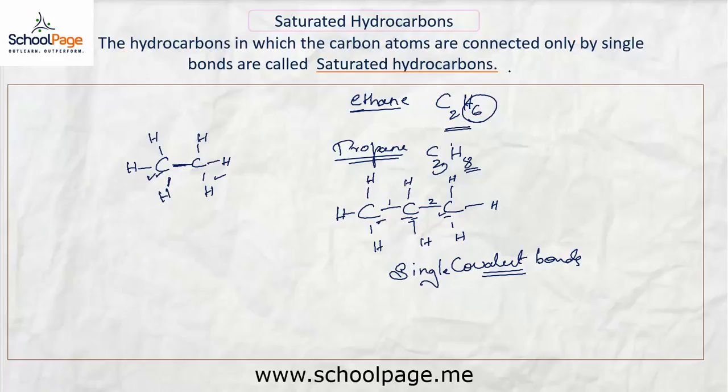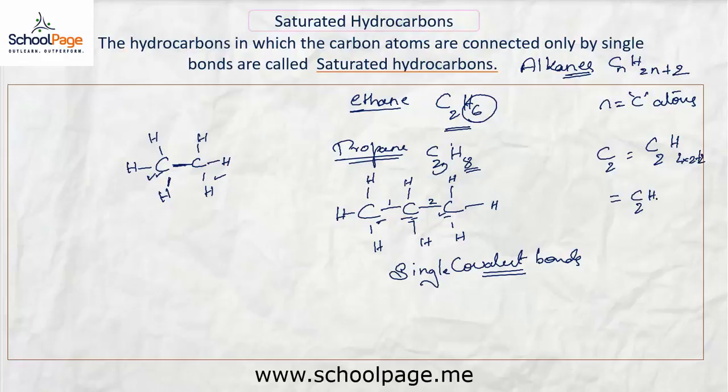Saturated hydrocarbons are generally called alkanes and have the general molecular formula CnH2n+2, where n is the number of carbon atoms. If the number of carbon atoms is 2, then we get the compound with the molecular formula C2H(2n+2), so 2 into 2 plus 2. That in turn gives C2H6, and the compound is ethane.